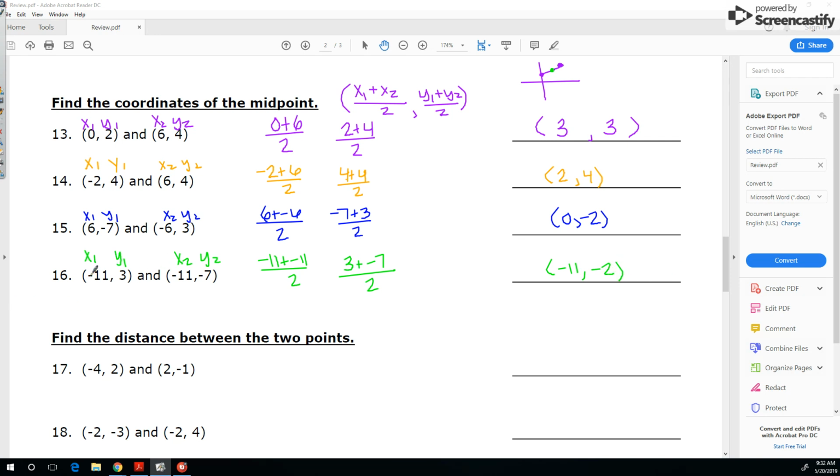So this one's kind of interesting if we look at it. (-11, 3) would be like there, and (-11, -7) would be there. So the midpoint between those two would also have to be on x equals negative 11 and then y equals negative 2, which is about right there.